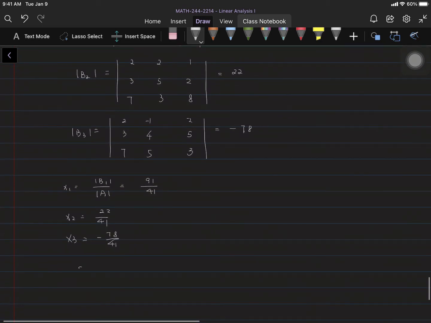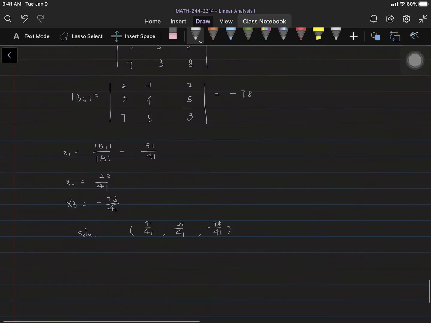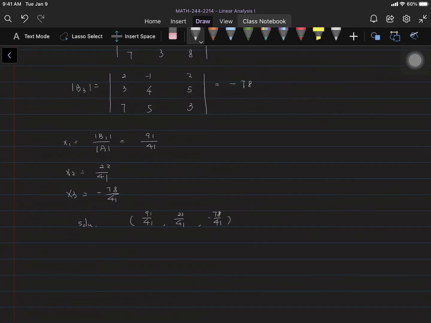So what is the solution? The solution we like to write down this way, okay, in R3. Which is 91 over 41, 22 over 41, negative 78 over 41. So you can see with this big number, it's impossible to solve by using Gaussian elimination, right? So this is the application of the determinant. So now let's take a look at the exercise problem.